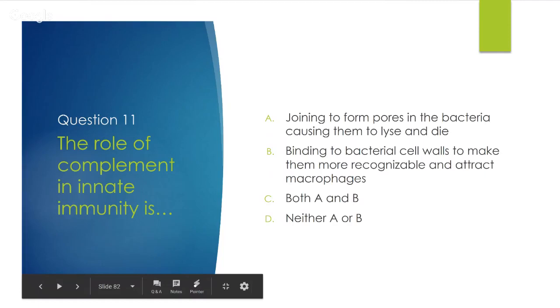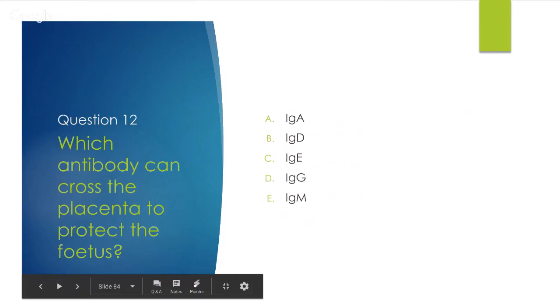So the answer would be both A and B. Which antibody can cause the placenta? We mentioned IgG being the neonatal immunity factor, so that's IgG.